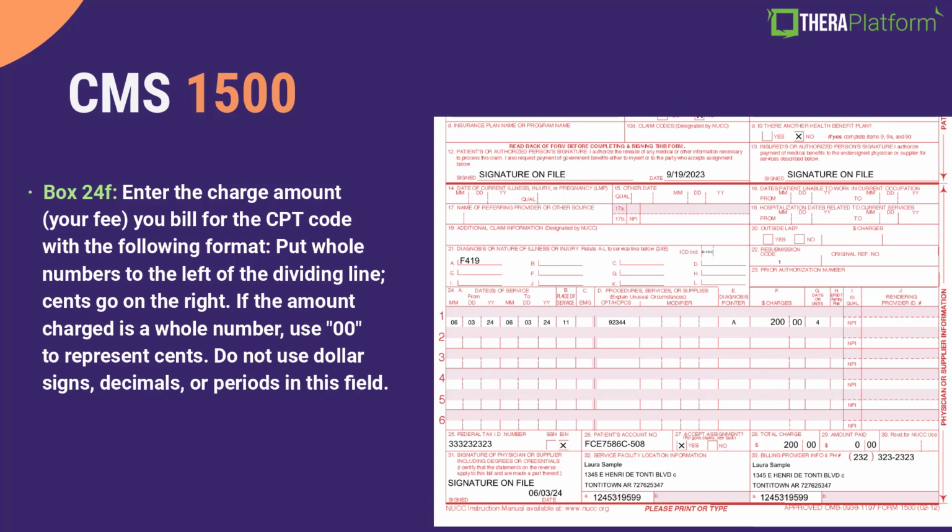Under box 24F, enter the charge amount, so your fee you bill for the CPT code, with the following format. Put whole numbers to the left of the dividing line, cents go to the right, and if the amount charged is a whole number, use 00 to represent cents. Don't use dollar signs, decimals, or periods in this field. And again, as you do this electronically, this will automatically populate. You won't even have to think about it. But if you do it with the pen, make sure you follow this request.